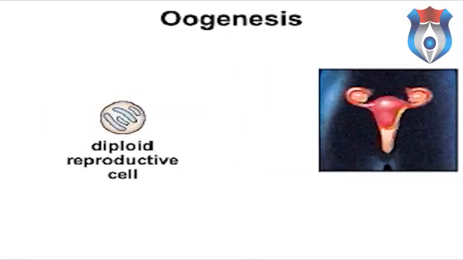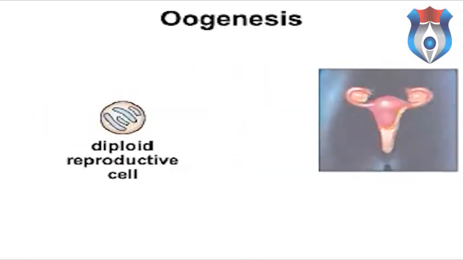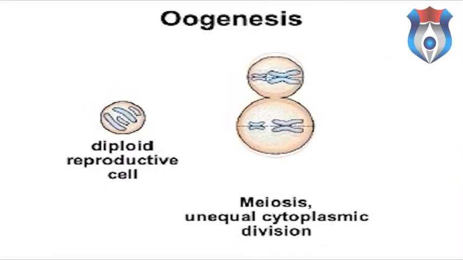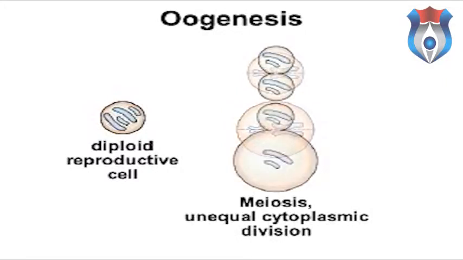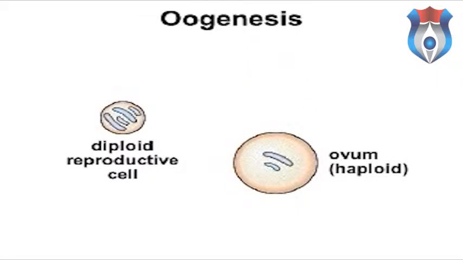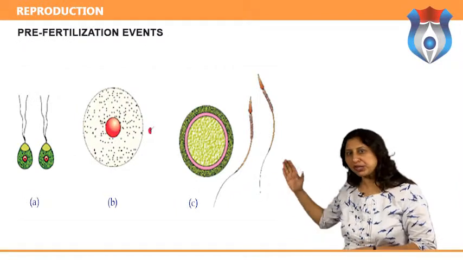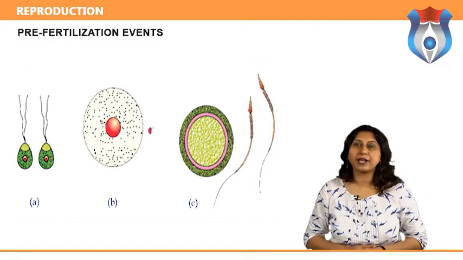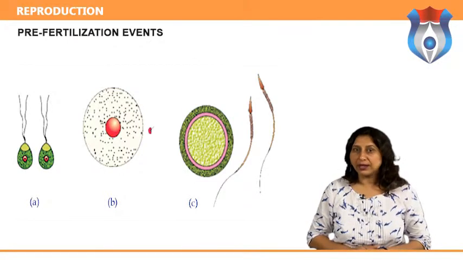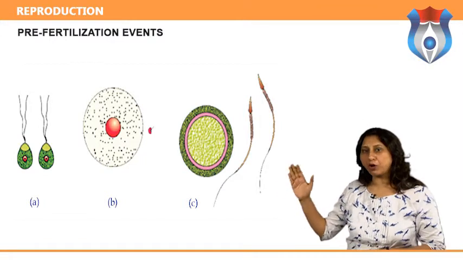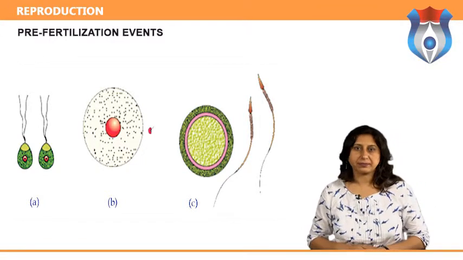During oogenesis, a diploid female germ cell increases in size to become a primary oocyte. The primary oocyte undergoes meiosis and unequal cytoplasmic division to produce one haploid ovum and 3 polar bodies. The 3 polar bodies disintegrate. Only one functional gamete is produced. The picture here shows types of gametes. Isogametes of Cladophora, an alga, heterogametes of Fucus, an alga, heterogametes of Homo sapiens, human beings.